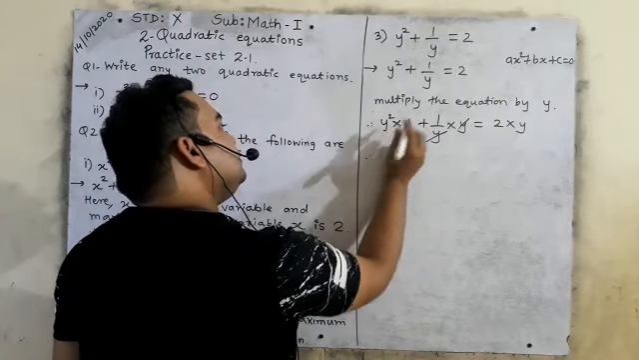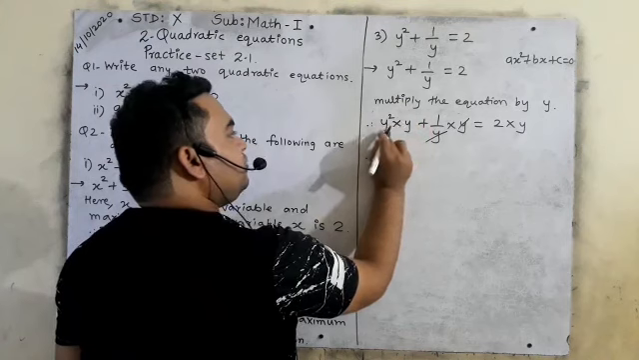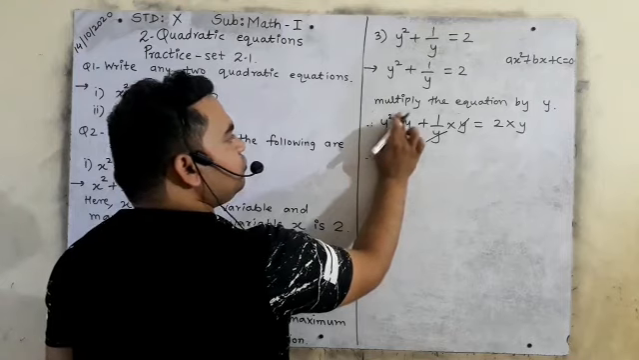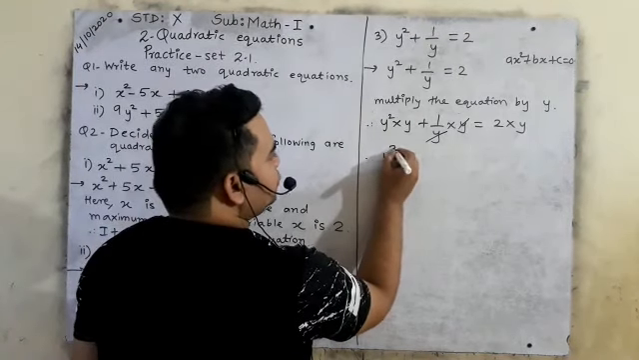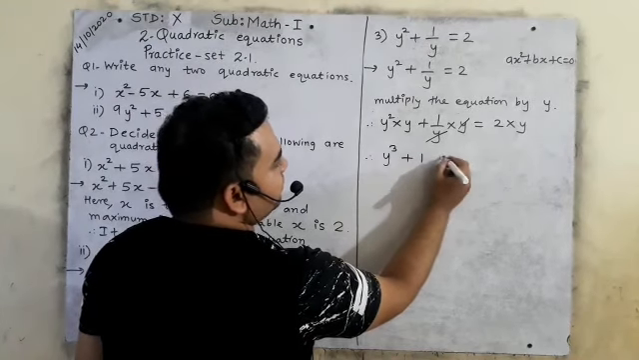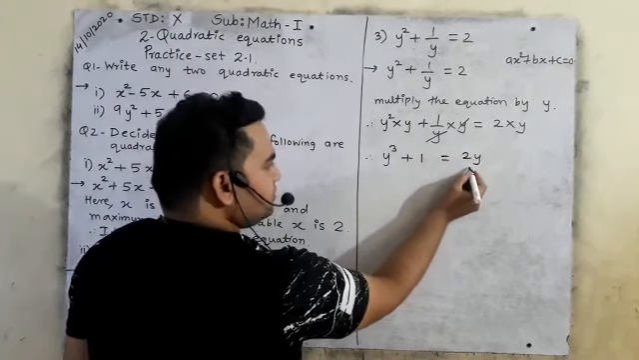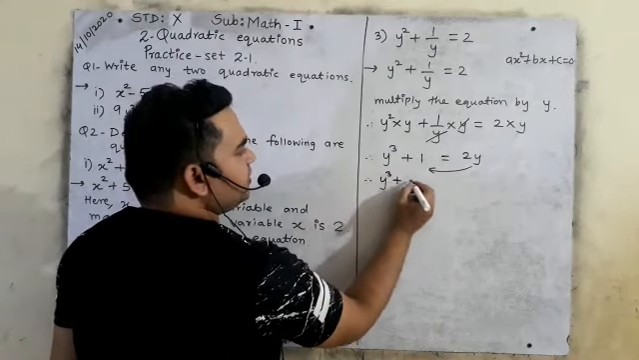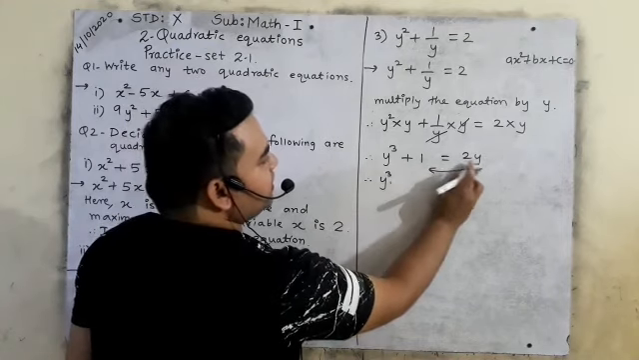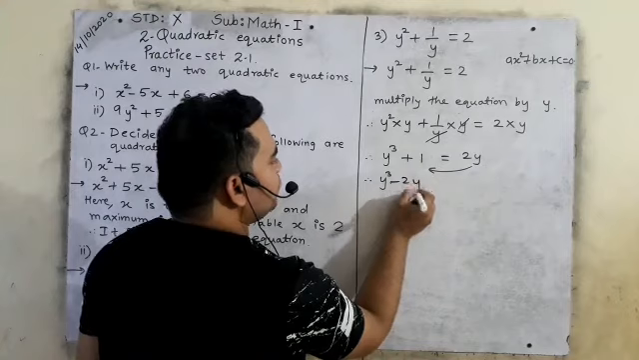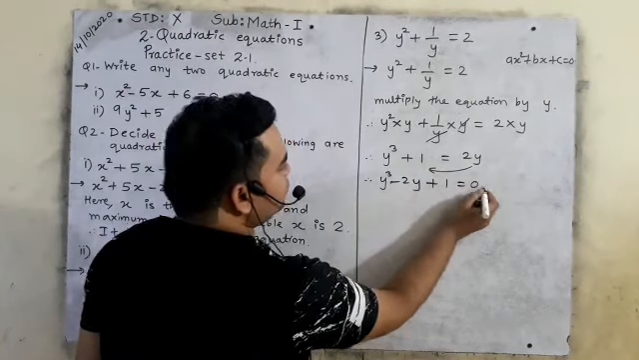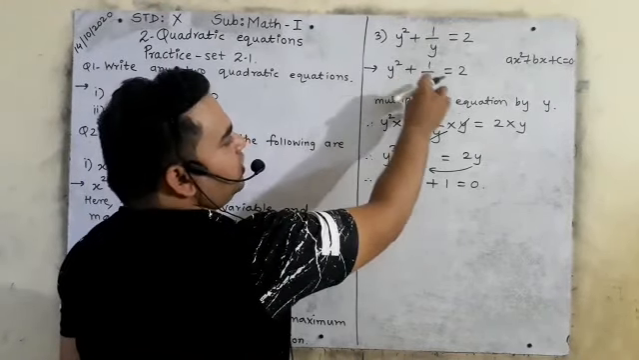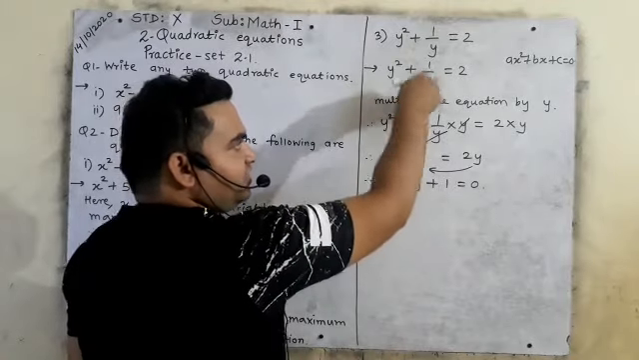There is a multiplication, so there is addition of indices, right? y square multiplied by y raised to 1. Whenever there is a multiplication, you have to add their indices. So y raised to 3 plus 1 is equals to 2y. So this will come to the left hand side. It will be y cube, and 2y is positive here, so it will come here as minus 2y plus 1 is equals to 0. Is it clear? So this is how we will solve this equation by multiplying with its denominator.